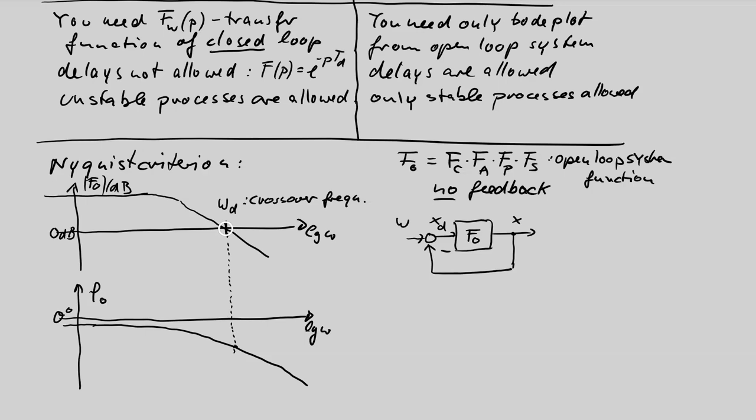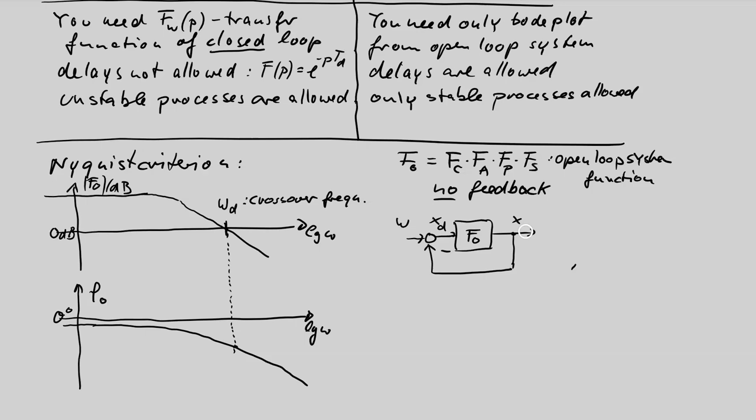If, for example, the gain here is 1 at this frequency, then this output signal has the same amplitude as the input signal. We look at sinusoidal signals. Don't forget, the Bode plot gives information for sinusoidal signals. We assume now a sinusoidal signal with a radian frequency equal to the crossover frequency omega d. In this case, the amplitude here is exactly the amplitude there. What is with the phase? The phase is here mostly negative. Assume that this phase is minus 180.